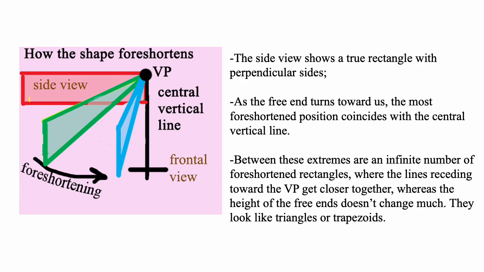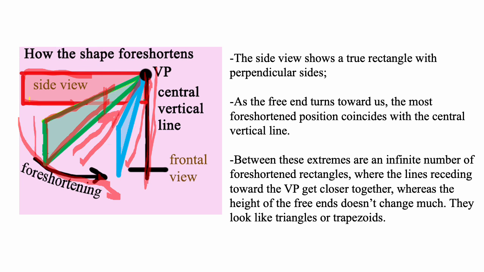This diagram shows what happens when a shape is foreshortened. So we start with the true rectangle with perpendicular sides, and as this free edge comes around like this, it eventually overlaps the central vertical line, becoming just a line. And between these two extremes are an infinite number of foreshortened shapes. And we know they're foreshortened because they are triangular rather than rectangular, or they could be trapezoids. And so the direction toward the vanishing point is getting smaller than the length of these free edges.